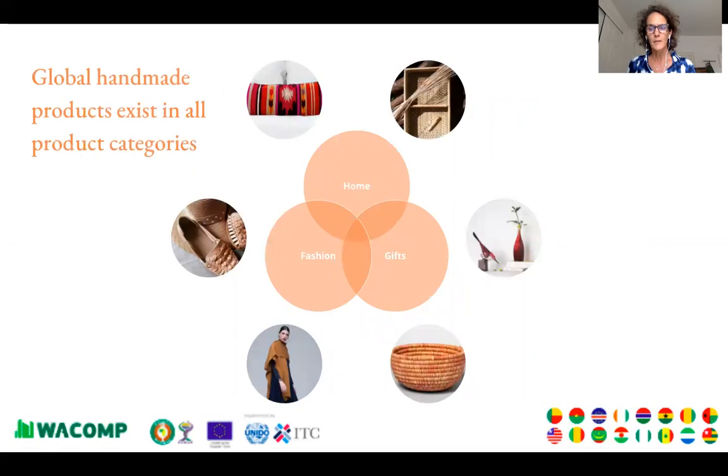Global handmade products, small batch artisan products, like what you are all making, exist in all product categories. However, it's very important not to spread yourself too thin. Don't try to sell in all three of these categories. Invest in one main category. This will help buyers understand an export offer, will help you organize your export collection, and will give a clear position that relates to how the market is structured.